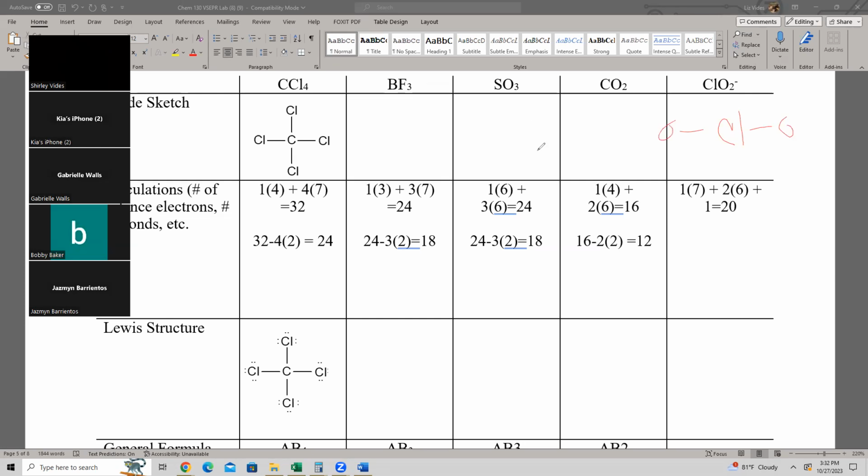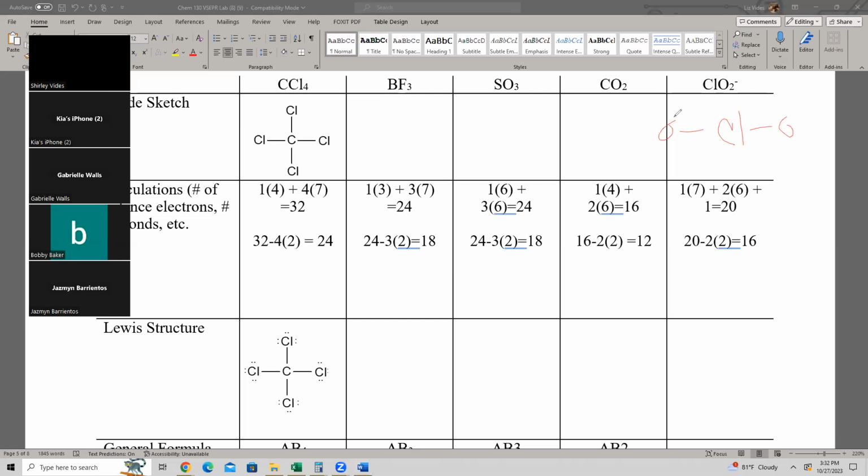Now we have more math to do. Out of those 20, how many did we use? We used 20 minus, we have 2 bonds, and each one counts for 2 electrons. Therefore, we have 16 electrons to go, yes? So 16 electrons to place. This is kind of cool. We got a lot. Let's do them.